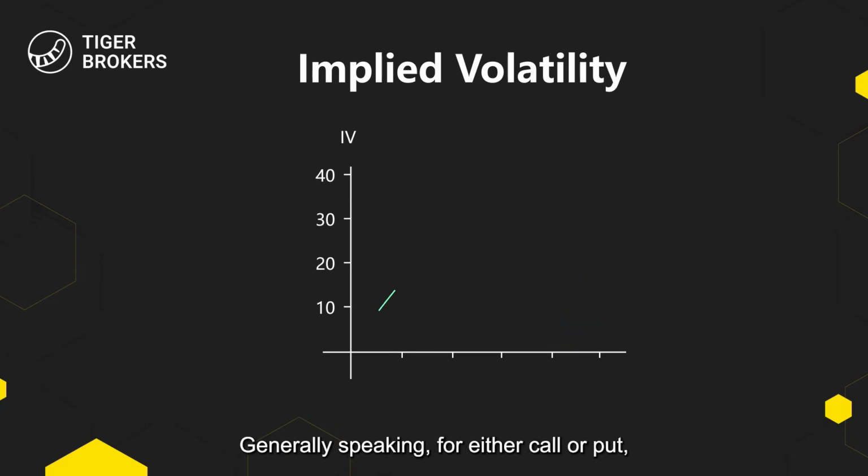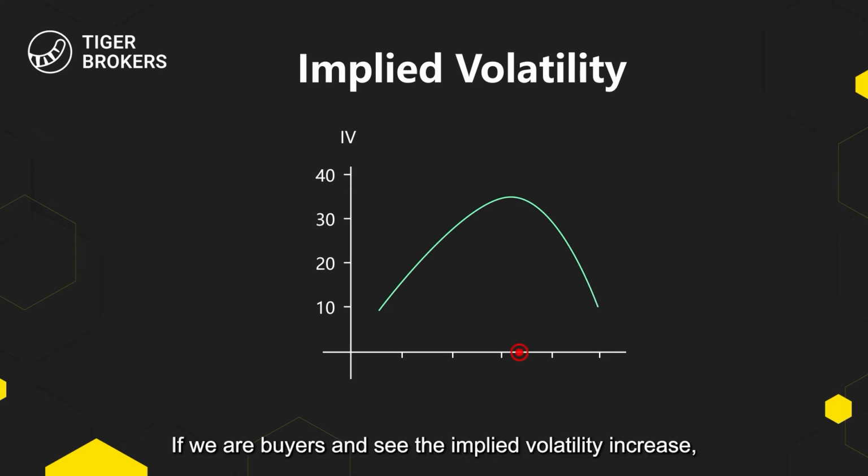Generally speaking, for either call or put, the implied volatility will rise before the release of the company's financial report and then fall afterwards. If we are buyers and see the implied volatility increase, we should be careful. If we are sellers, we may find arbitrage opportunities.